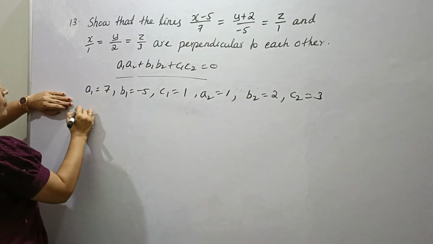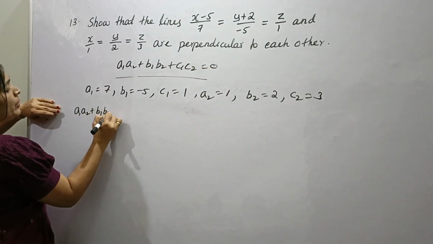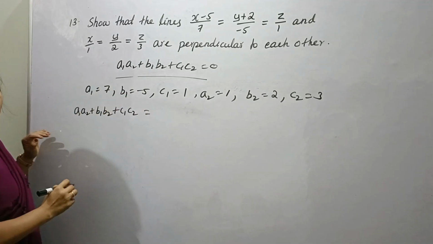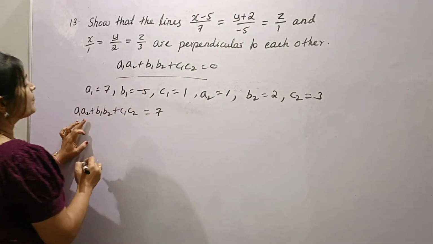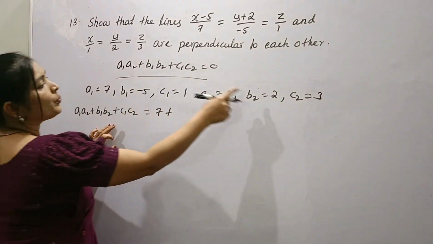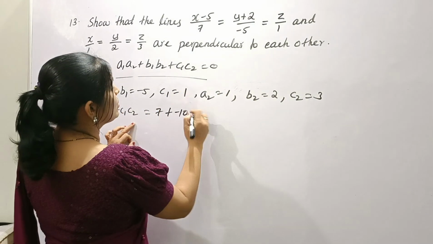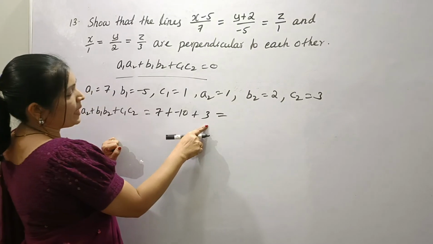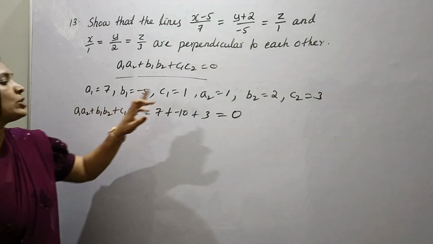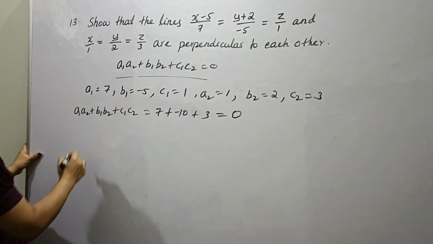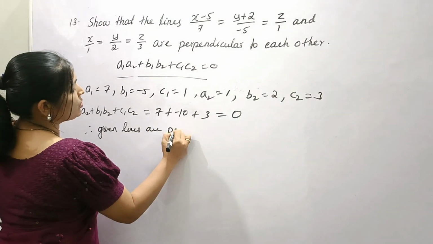Now we have to prove this one is equal to 0. So a1 a2 plus b1 b2 plus c1 c2 is equal to, substituting these values, a1 into a2, that is 7, plus b1 into b2, minus 10, plus c1 into c2, that is 3. So 7 plus 3 is 10, 10 minus 10 is 0. So we have got a1 a2 plus b1 b2 plus c1 c2 is equal to 0. Therefore, the given lines are perpendicular to each other.